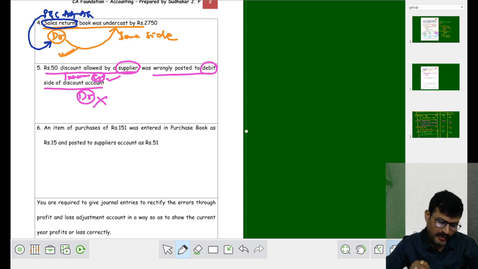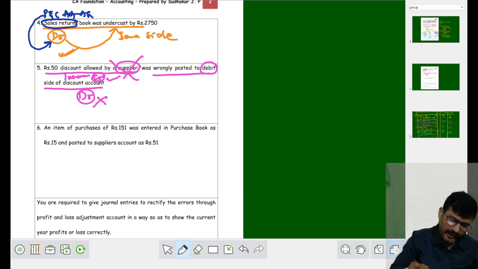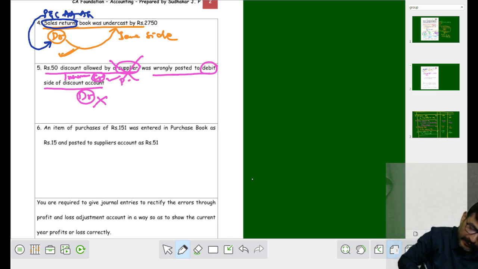Right? Discount allowed is an income. Income is to be credited, but wrongly you have debited to discount account. The wrong happened in the discount account, not in the supplier's account. It is in no way connected with the supplier, because we didn't commit any mistake in the supplier's account. He is clearly telling that discount allowed by a supplier was wrongly debited to discount account. So it is a one-sided error. Now my dear student, discount allowed is an income. It is to be replaced with what?